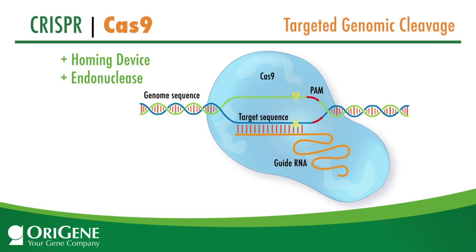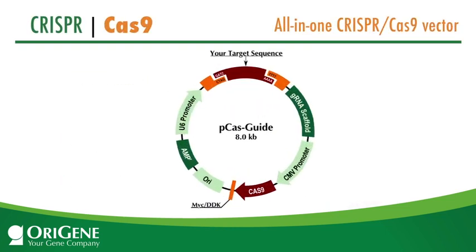Compared to previous genome editing methods, such as zinc finger and TALEN, CRISPR-Cas is cheaper, quicker, and more accessible for researchers. Due to its amazing simplicity, CRISPR-based genome editing can be achieved with a simple transfection.